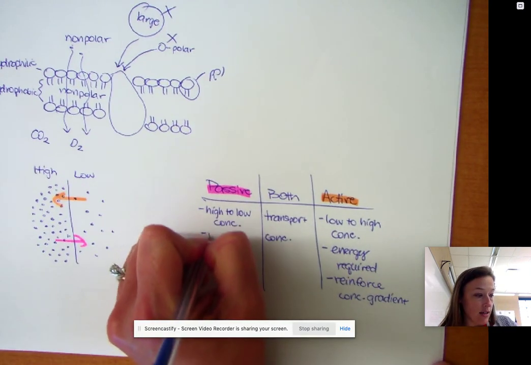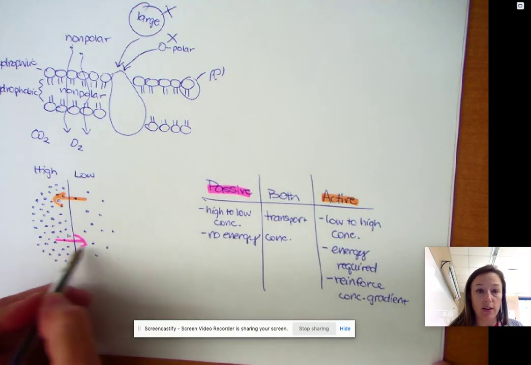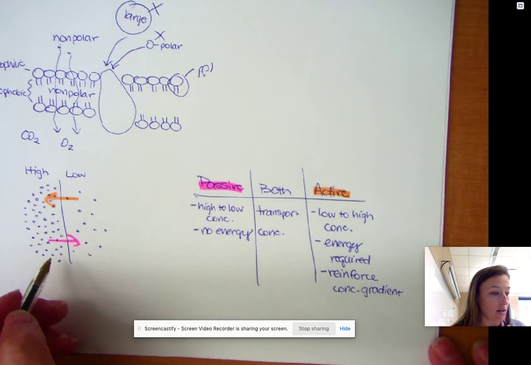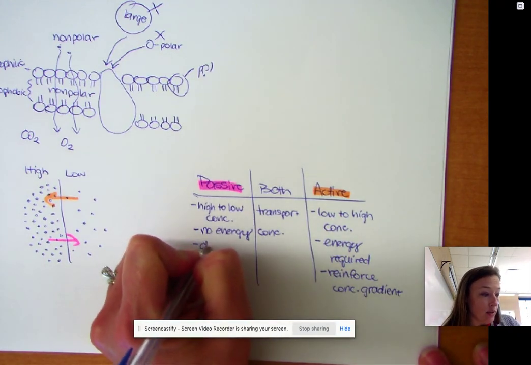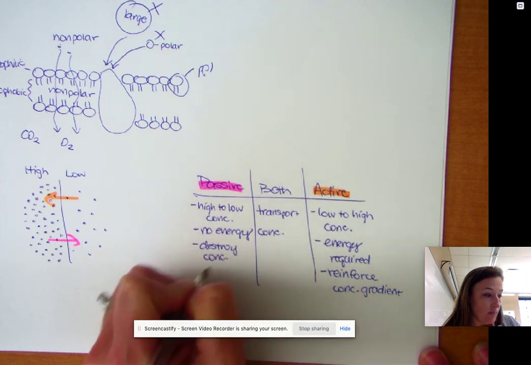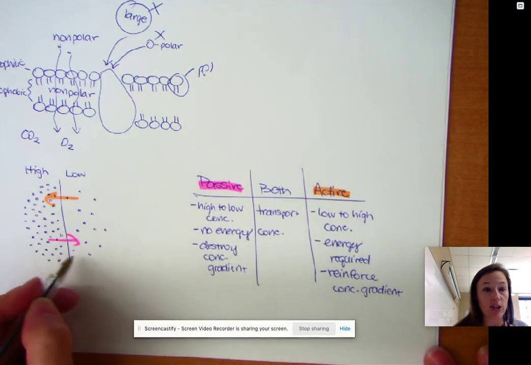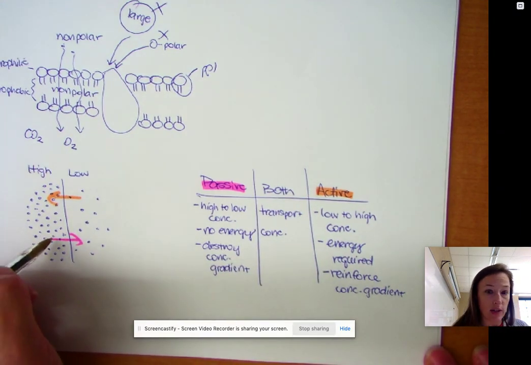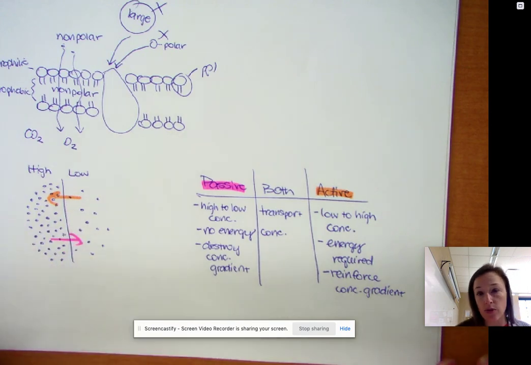Passive, on the other hand, does not require energy, because it's just falling through. It's just due to the random movement of molecules in the direction that they want to go anyway. And so it will usually destroy that concentration gradient. Okay, because a concentration gradient by definition means you have different concentrations on each side, but passive is going to push these over until it's equal. And so when they're equal, there's no more gradient.